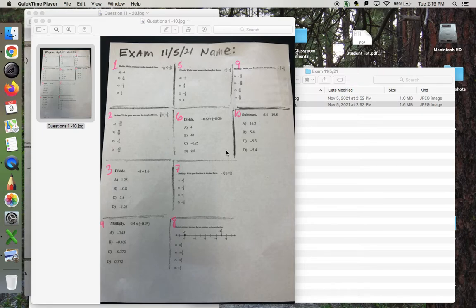This is an answer key for the exam questions 9 through 20. So we'll start with problem number 9.